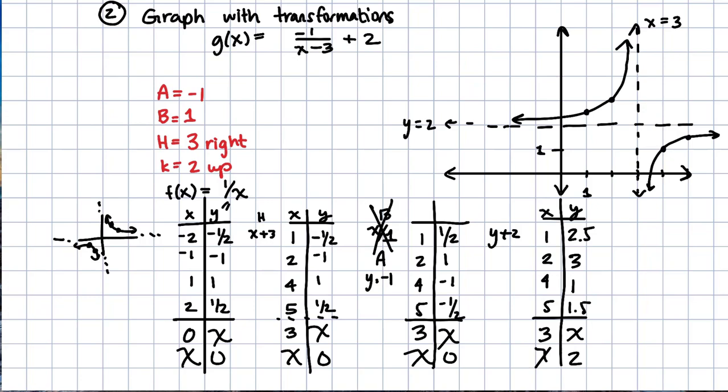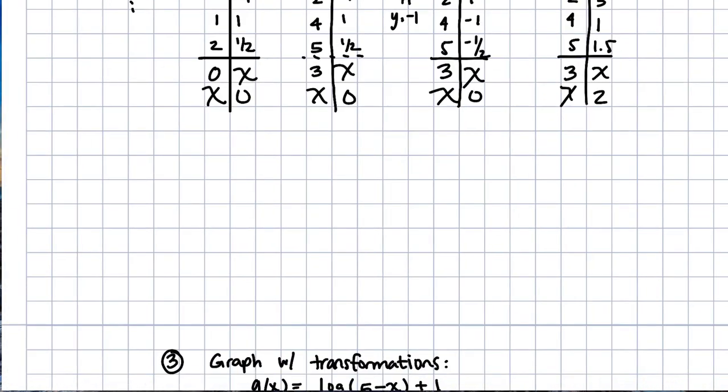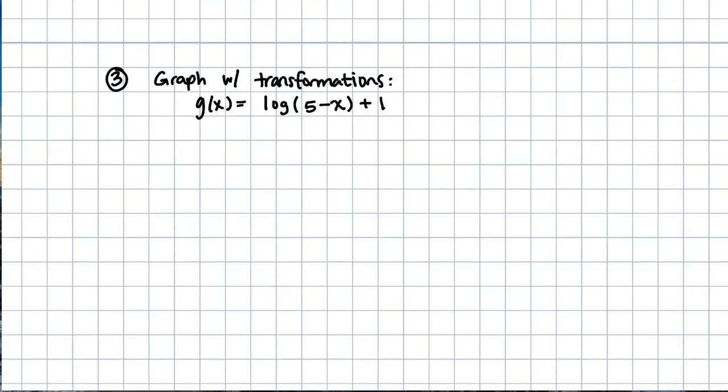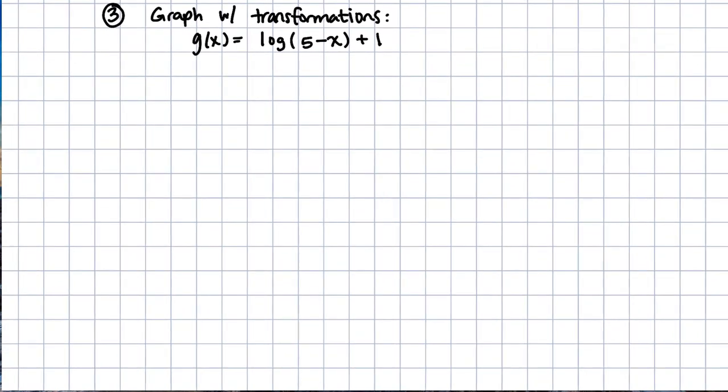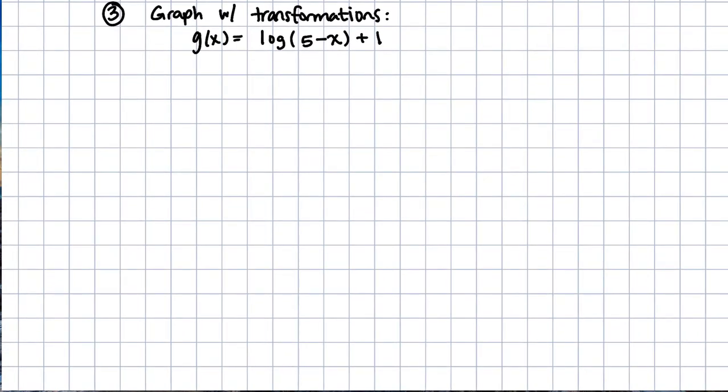Okay, so let's do one more example, and let's take a look at logarithms. Actually, let's go ahead and do ln because ln tends to make people feel a little bit more uncomfortable. So let's go ahead and graph with transformations, natural log of 5 minus x plus 1. So I'm going to go ahead and start with finding my ABHK.